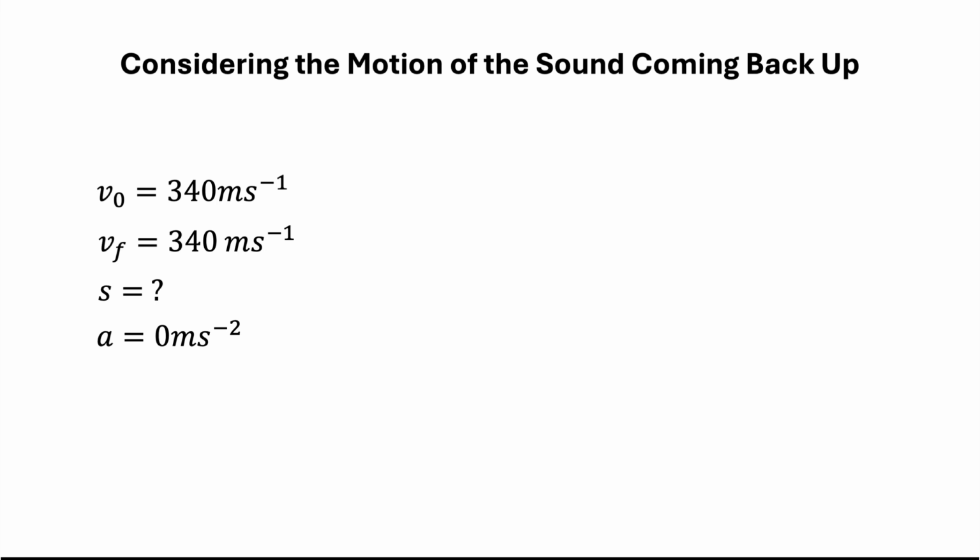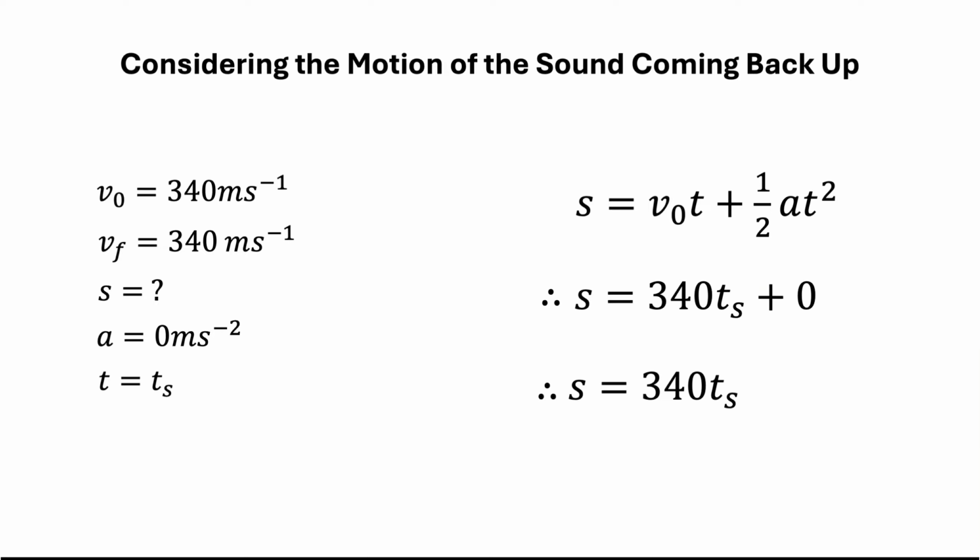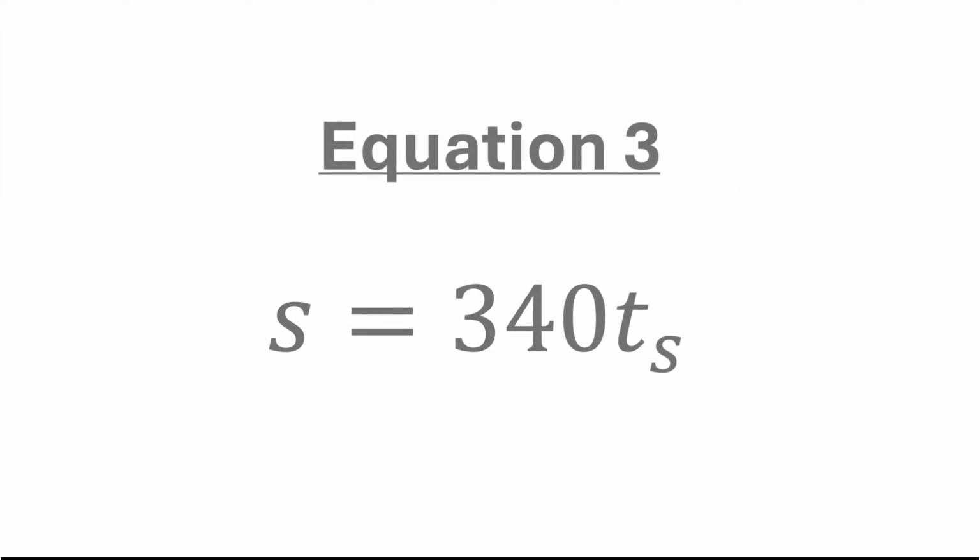Now we will consider the motion of the sound moving up the drain. The initial and final velocity would be 340 meters per second, as the speed of sound is constant. The distance is also unknown again, the acceleration is 0 meters per second squared, and the time is TS. Using the same SUVAT equation as before, substitute the new values in. This simplifies to S equals 340 TS. We will now label this equation 3.